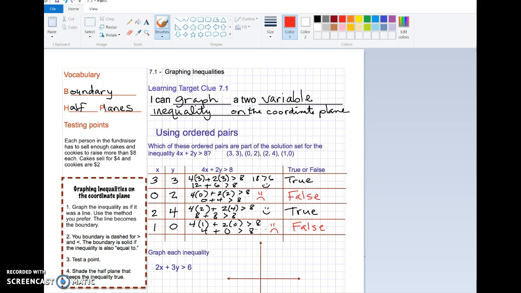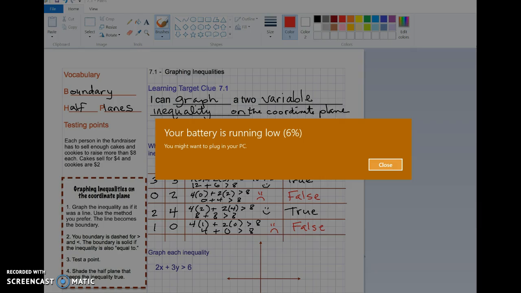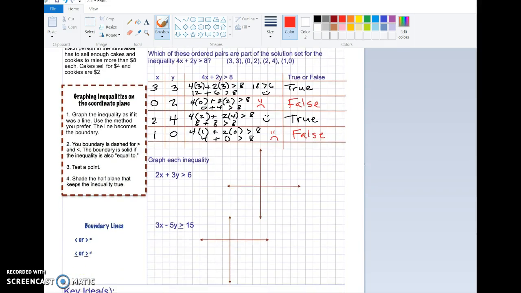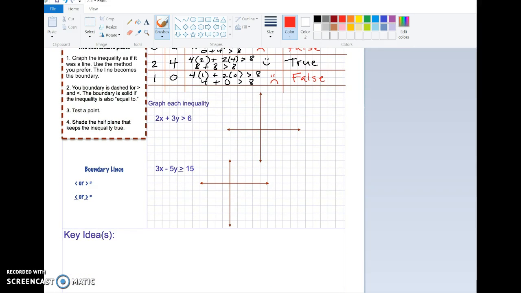But do I know all of my combinations? No, I don't, but I can graph them. I can do a graph and see all of the different combinations of cookies and cakes that I can sell. So let me show you how you do that.